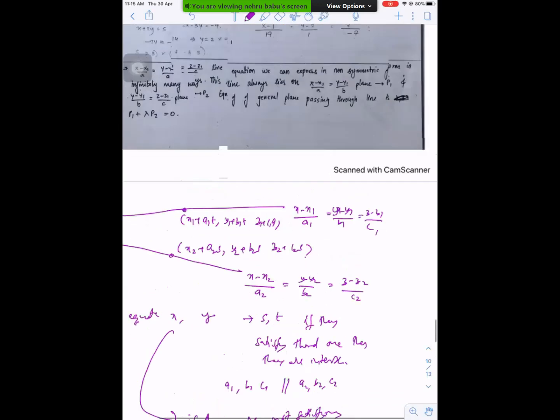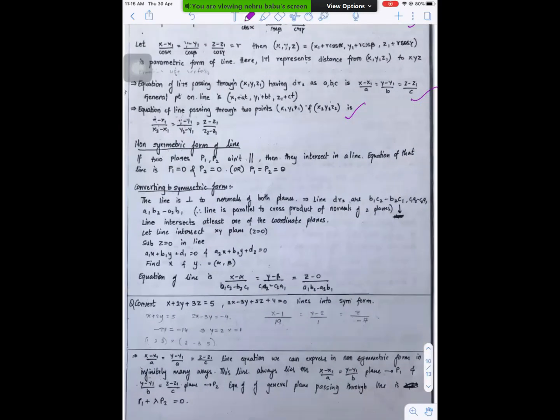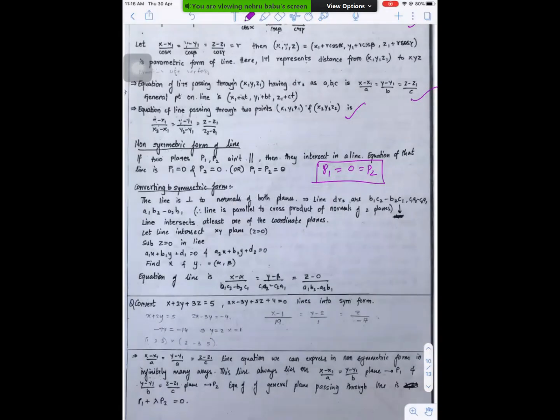Next, non-symmetric form means what? Like the intersection of two planes. If the first plane equation is P1 = 0 and the second plane is P2 = 0, then P1 = 0 = P2 also represents that line equation. So this form is called the non-symmetric form of the line.